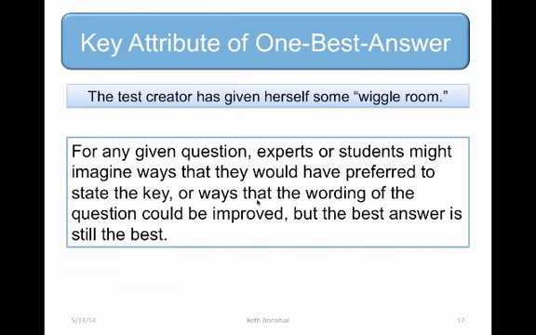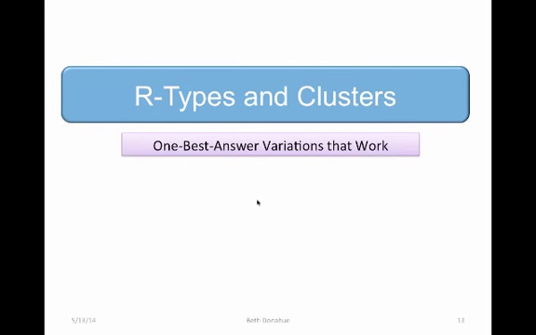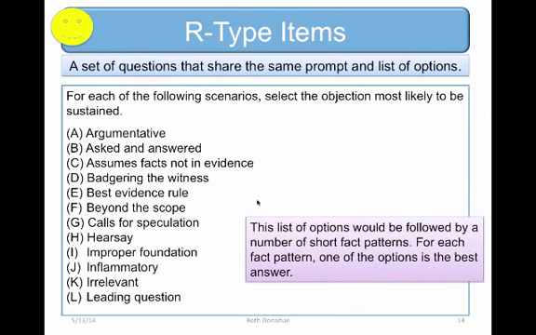The key attribute of one best answer is basically that the test creator is giving herself some wiggle room. So for any given question, experts or even students could imagine ways that maybe they would have reworded the key, or ways that the wording of the whole question could be improved. But the best answer, everyone would still agree, is still the best of the stated alternatives. So here's a couple of varieties on that A-type question in the best answer family that work just fine, and you can feel free to experiment with these.